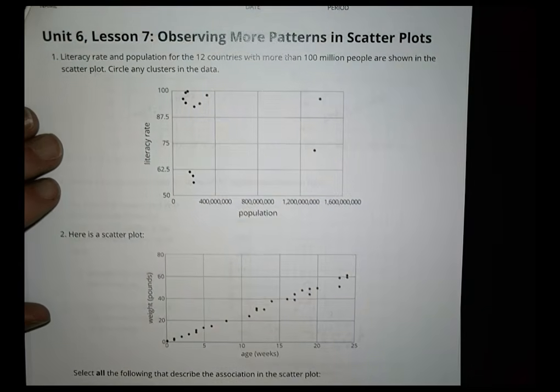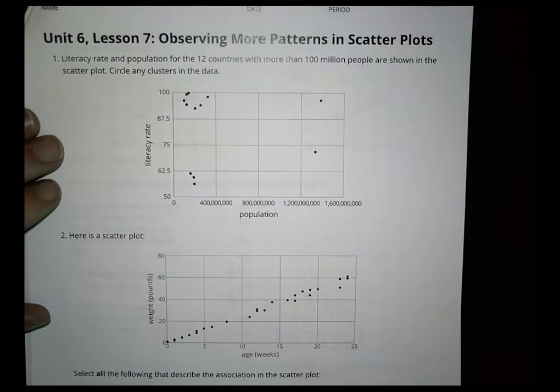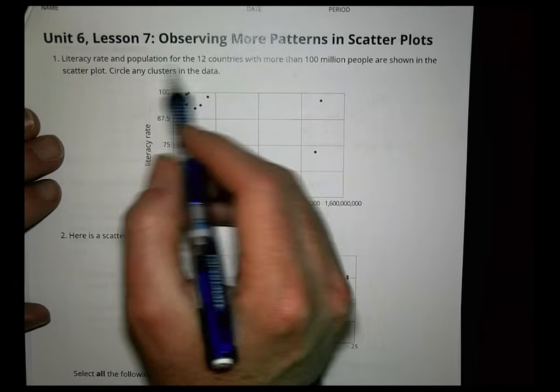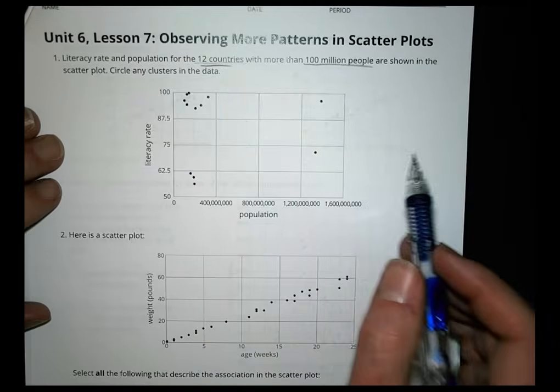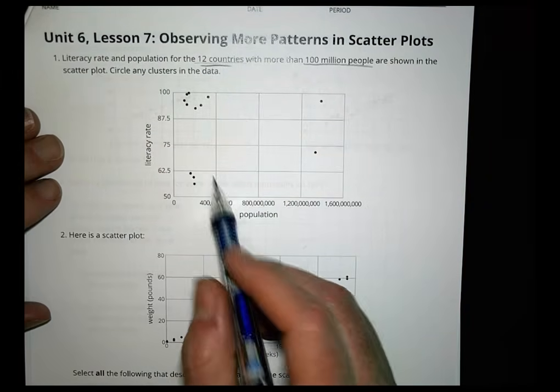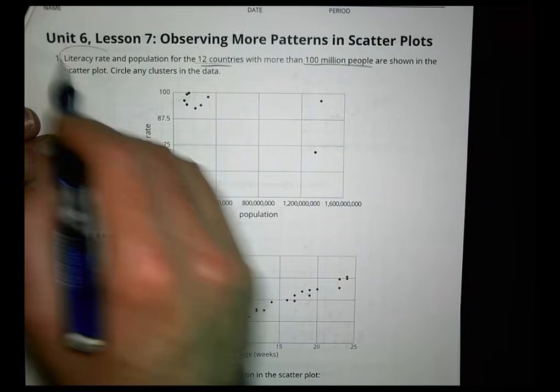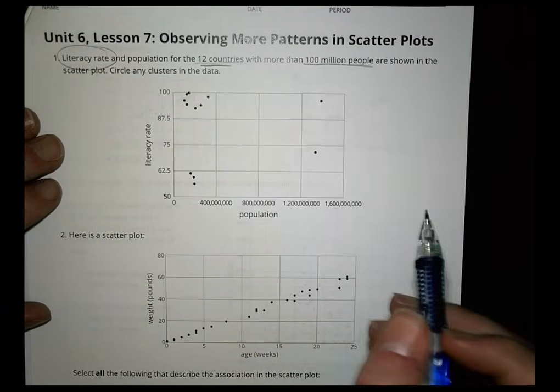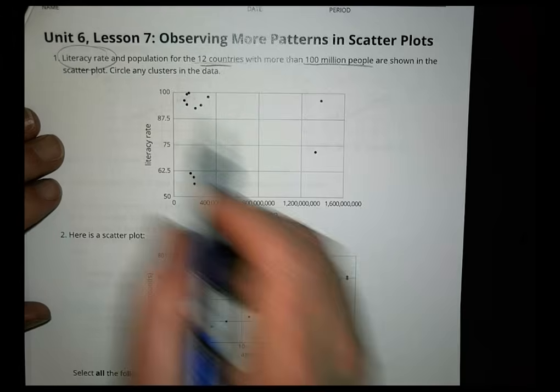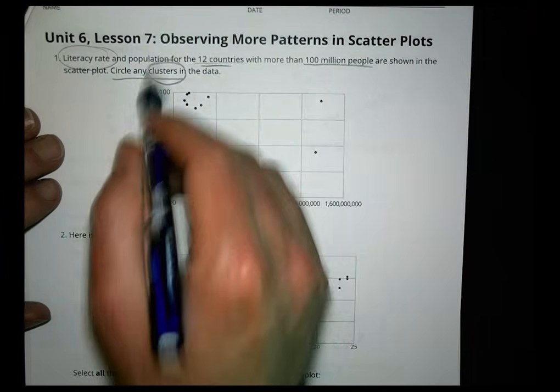All right, here we go with our homework for Math 8, Unit 6, Lesson 7. It says literacy rate and population for 12 countries with more than 100 million people are shown in the scatter plot. Circle any cluster data. So literacy rate is how well people read and write in their country, okay, based upon population data. So we want to circle any clusters in the data.